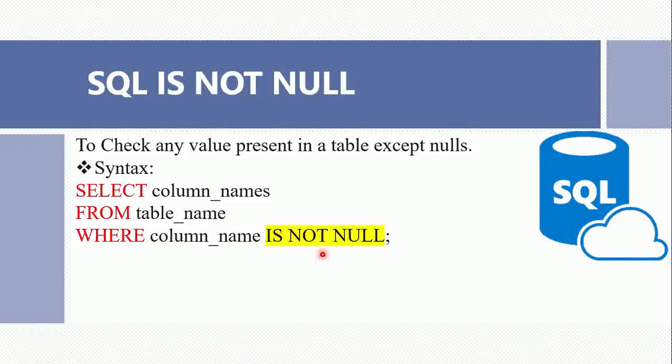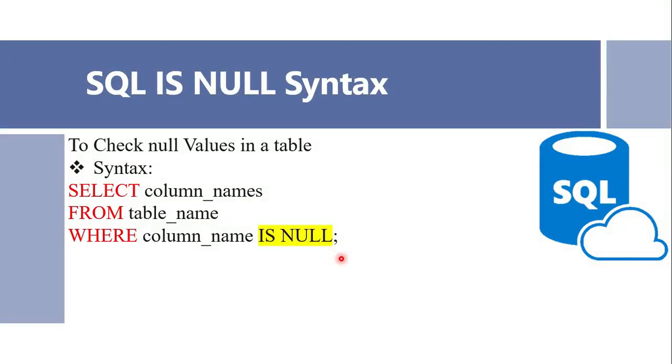And this is the syntax IS NOT NULL, which checks whether the data is present in the table or not. Because if we have a vast amount of data, and some of it doesn't have any values, we need to find what is present, so we use this query: SELECT column names FROM table name WHERE column IS NOT NULL. That means it checks whether the particular column has a value.